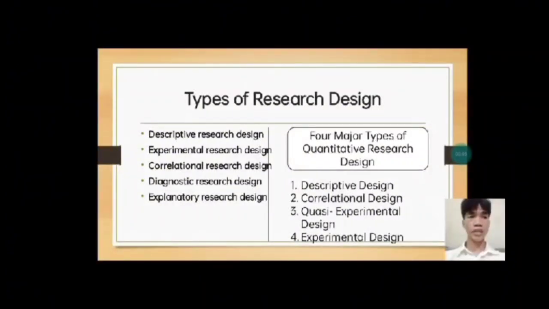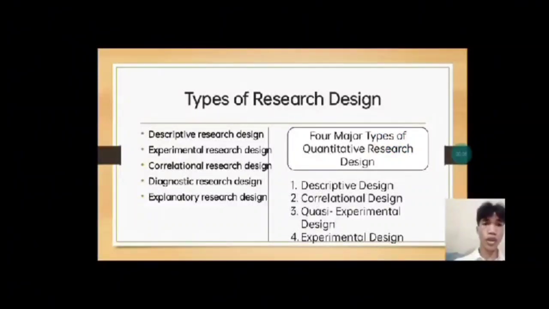So the four major types of quantitative research design. One on the list, descriptive design. The second, correlational design. The third, quasi-experimental design. And the last is the experimental. So let's study the descriptive design. This sort of design describes the present status of a phenomenon or a variable and does not require any hypothesis for initiation. It is developed only after the data is collected. For instance, case study, naturalistic observation, survey.